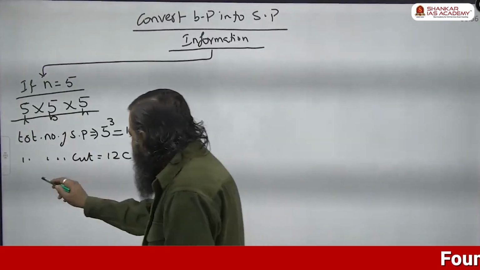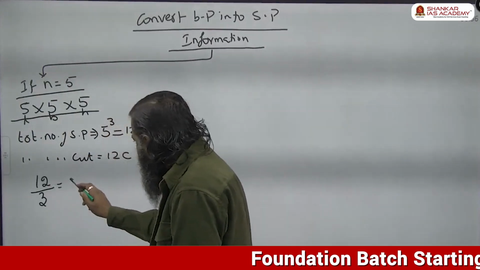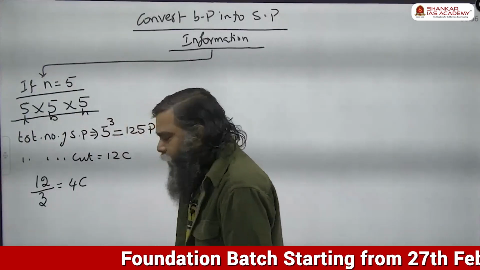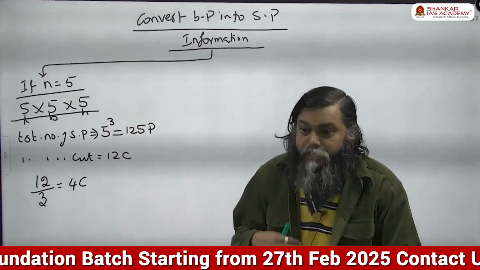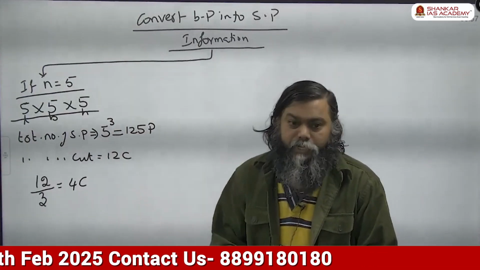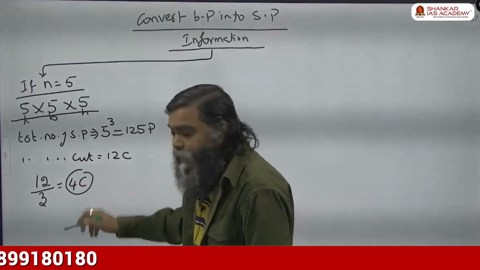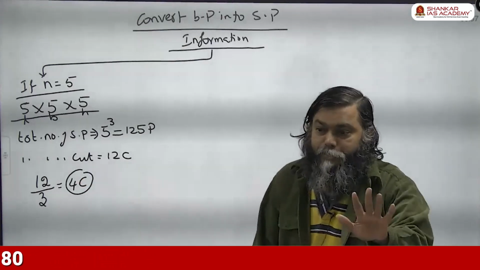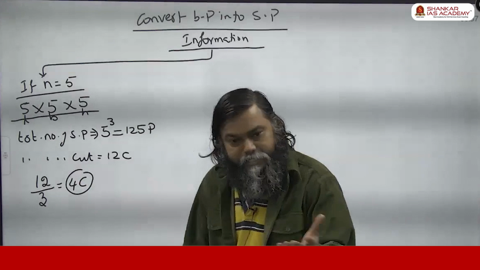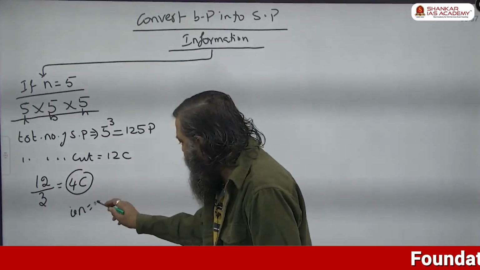12 divided by 3. What is 3? That is length, breadth, height. So what will you get? What is the meaning of 4 cuts? Each side 4 cuts: in length 4 cuts, in breadth 4 cuts, in height 4 cuts. Each side 4 cuts means each side how many pieces? 5 pieces. If each side is 5 pieces, what is the n value? That means n equal to 5. Do you understand?